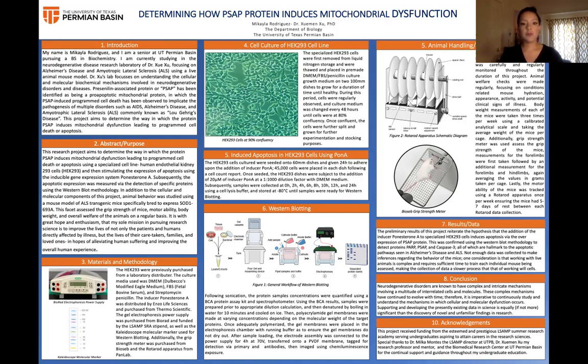45,000 cells were placed per dish following a cell count report. Once seeded, the HEK293 cells were subject to the addition of 20 micromolar of the PON-A inducer at a 1 to 1,000 dilution with DMEM.